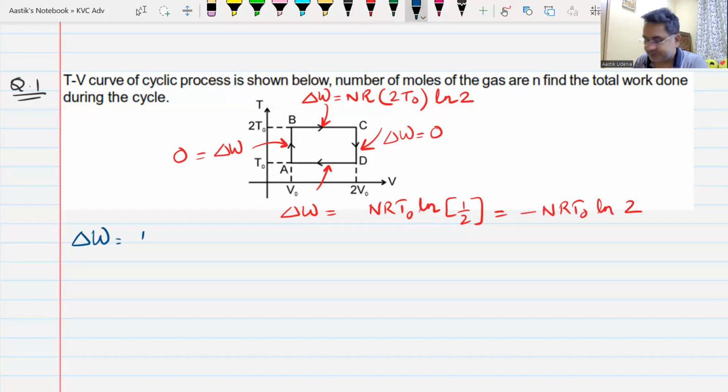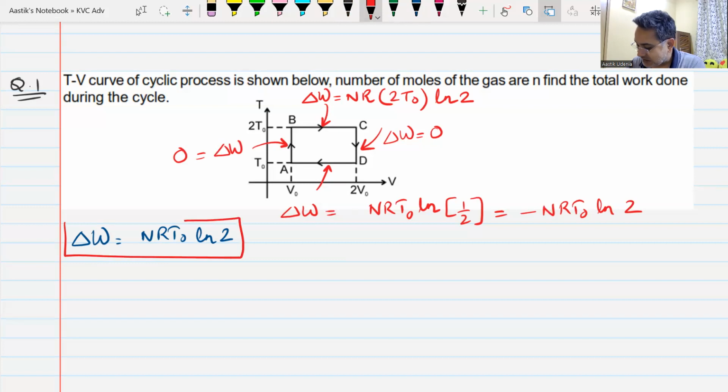0, sir. nRT naught ln of 2. That will be the answer. Yes or no? You have to be very patient. Open your eyes. This is nR 2T naught. This is nRT naught. Open your eyes, then see, and then give the answer. Do we understand this?